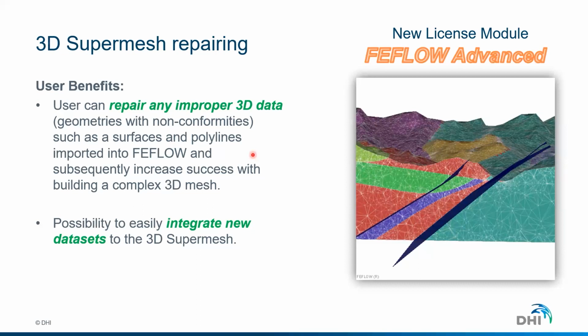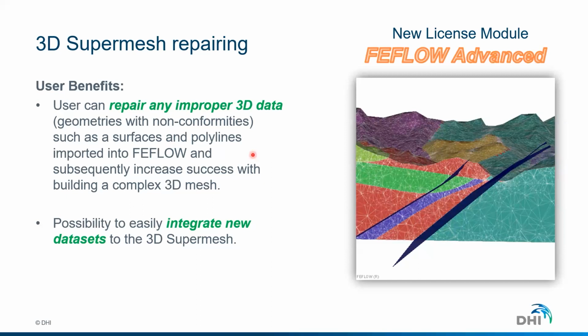We introduced these modules into FEFLOW, and they provide us the capabilities to repair improper 3D data sets. 3D data sets will be surfaces or polylines. So if we are able to repair these data sets, we will be able to provide a proper 3D super mesh and therefore finally create a final element mesh in FEFLOW. The other advantage is that we also want to have a living model. So you have done the 3D super mesh, and sometimes new changes come in the geology.